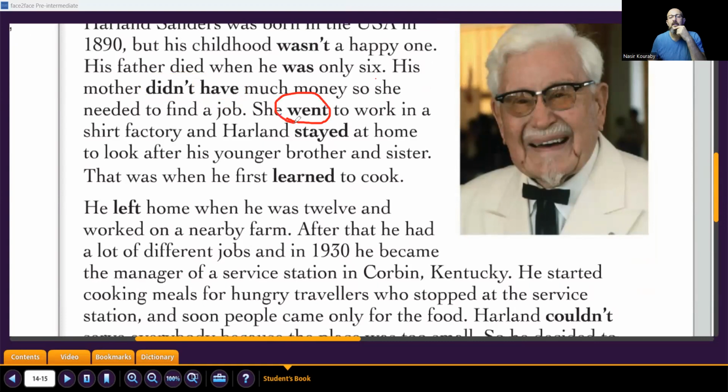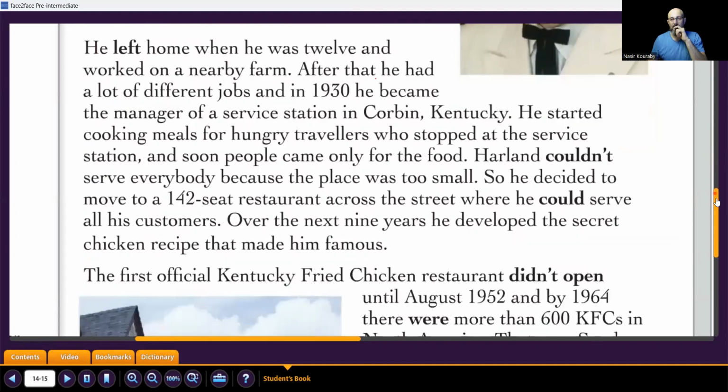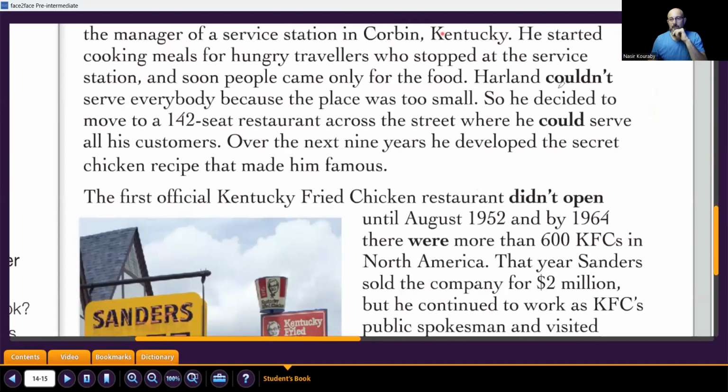Went is past simple positive, irregular verb. The infinitive, go. Stayed, past simple positive, regular because we added ed. Learned, past simple positive. Here we have ed, so it's regular. Left, past simple positive, irregular. Why? Because the infinitive, what's the infinitive of left? Leave. Very good.